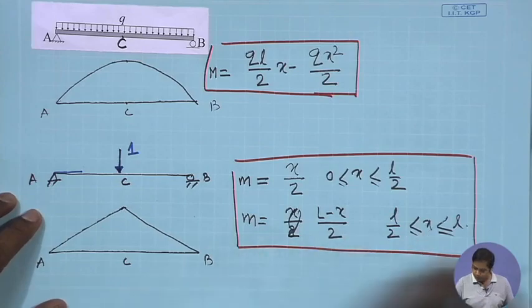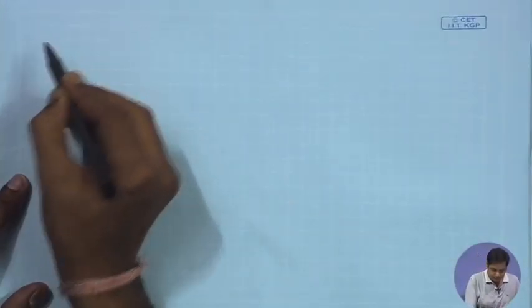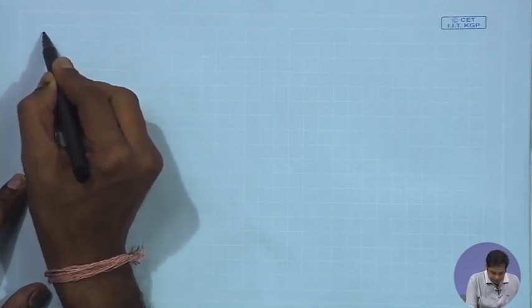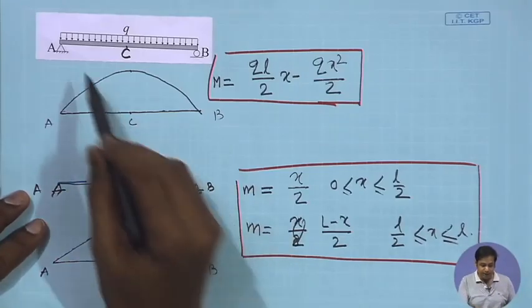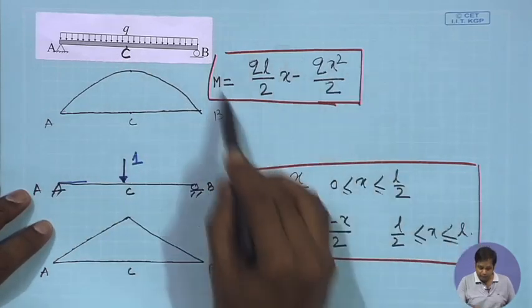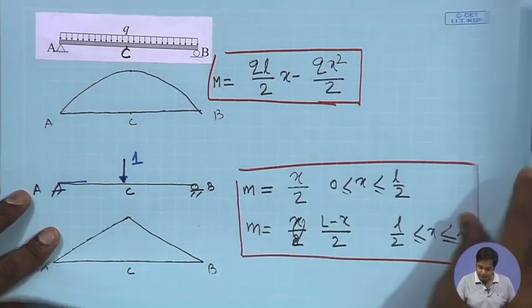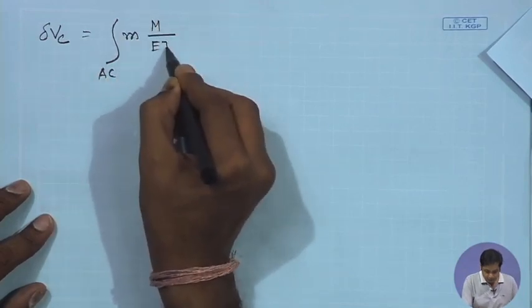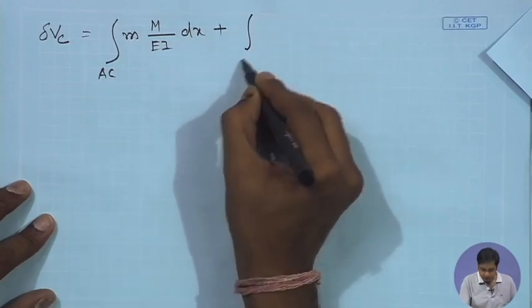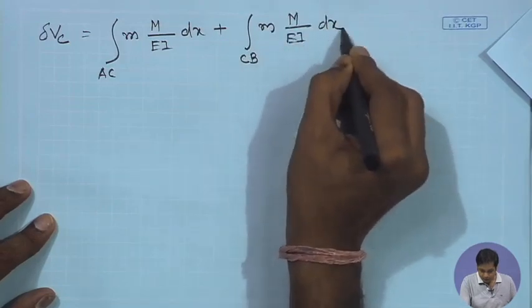Now, what we need to do? We need to find out the vertical deflection. So, we know that delta c will be the integration of, we need to integrate over A C and then C B. Though the expression for capital M is the same for the entire part, the expressions for small m are different for A C and C B. So this will be the integration over A C of small m capital M by E I dx plus the integration over C B of small m capital M by E I dx, right.